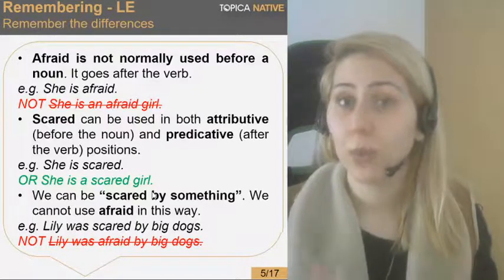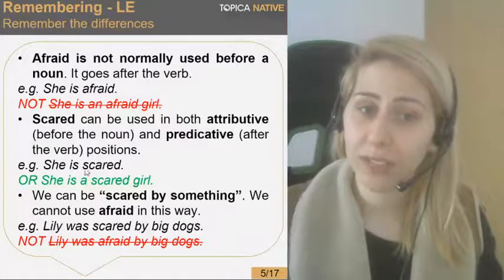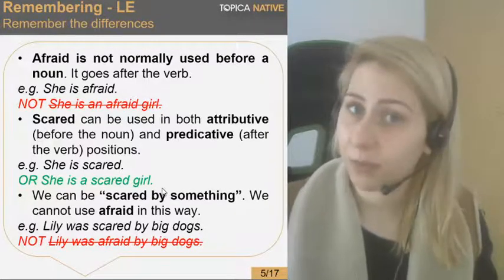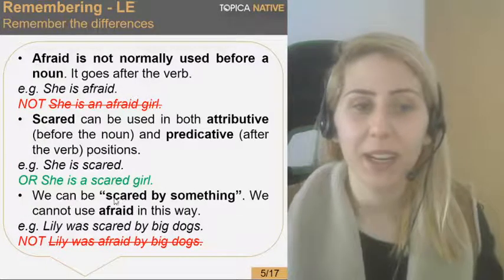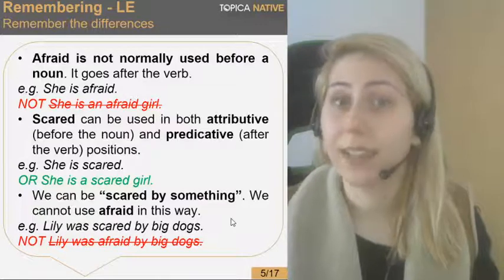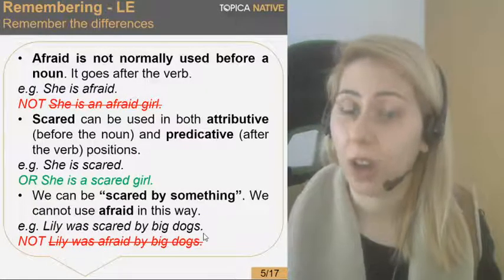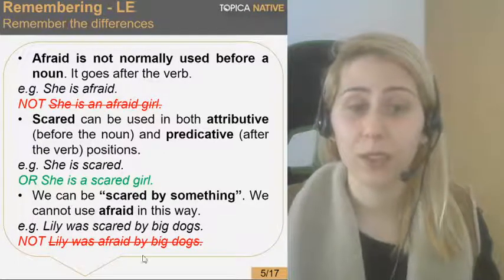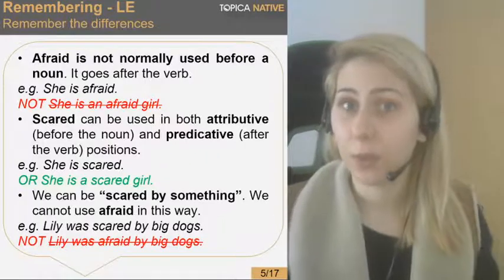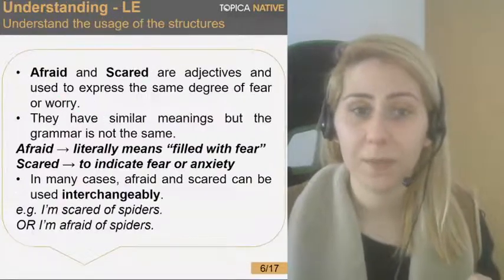So if you're not sure which position for a word to put in a sentence, you could use scared to explain the same meaning without making a mistake there. We can be scared by something. We cannot use afraid in this way. So Lily was scared by big dogs. We wouldn't say Lily was afraid by big dogs. So there is a difference between afraid and scared. Let's learn a little bit more about it.